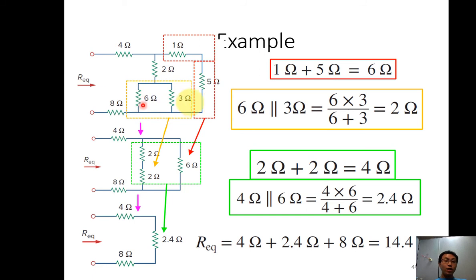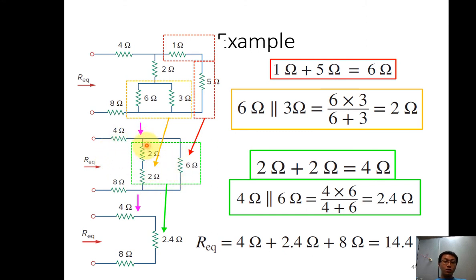So if I have one circuit like this, it looks very complex, but we try to sort it out one by one. First, I found that this is a series resistance, so I combine it. 1 plus 5 becomes 6 ohm. Then I know that this is a parallel resistor because the resistors are connected between the same node. So parallel we usually write 6 ohm parallel with 3 ohm. What we do is 6 times 3 divided by 6 plus 3, and then we found 2 ohm. So we have another simplified circuit, 6 ohm, 2 ohm.